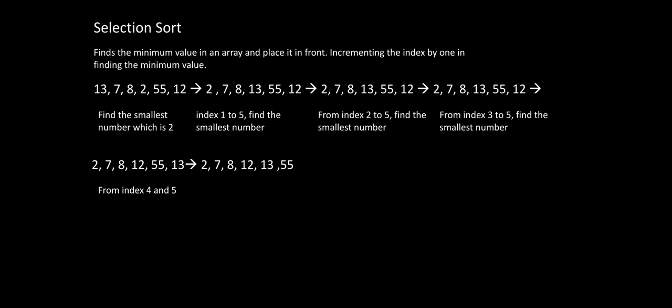So from index 3 to 5, we're gonna find the smallest number, which is 12. So we're gonna swap it. Swap 12 to 13. So from here we have 2, 7, 8, 12, 55, 13. So last, from index 4 and 5, we have 55 and 13. So 13 is the smallest number. We're gonna swap 13 to 55. So we have the output of 2, 7, 8, 12, 13, 55 with the selection sort.